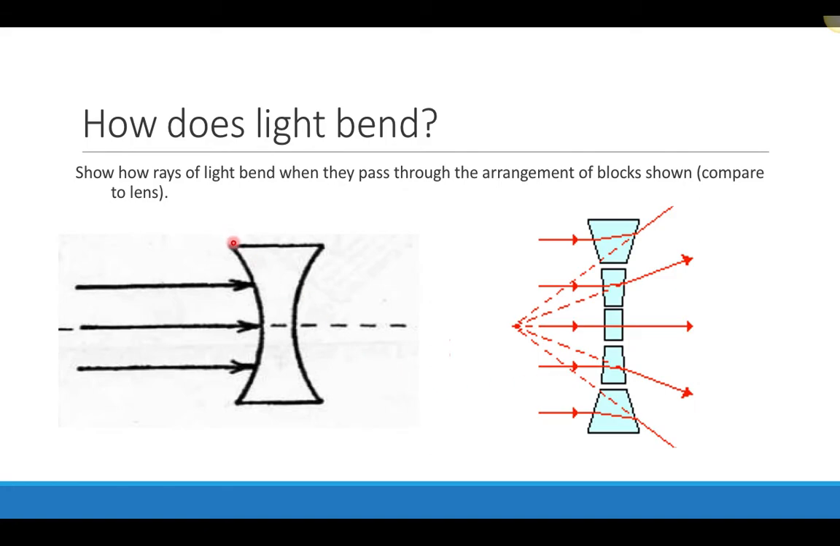So we could do the same thing. Instead of having blocks, we could have a solid piece that had this curve associated with it, where it's wider at the top and more narrow in the center. And as the rays of light come in parallel, they spread out due to refraction. But if I followed all of those rays of light back from where they were diverging, they would all seem to be coming from a particular point behind the lens, and that's called the focal point.